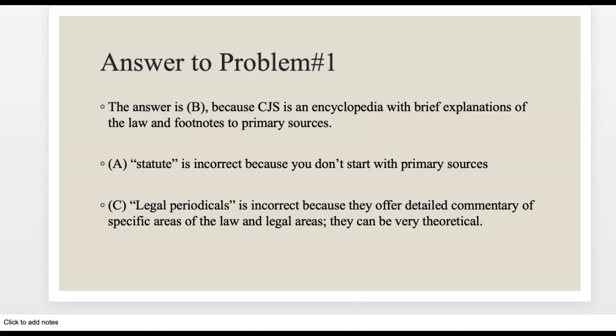The answer to problem 1 is B, Corpus Juris Secundum, because it is an encyclopedia with brief explanations of the law and footnotes to primary sources. Answer A, statute, is incorrect because you don't start with primary sources. C, legal periodical, is incorrect because a legal periodical offers detailed commentary of specific areas of the law. They can be very theoretical.